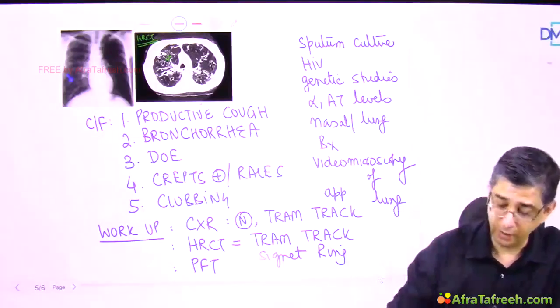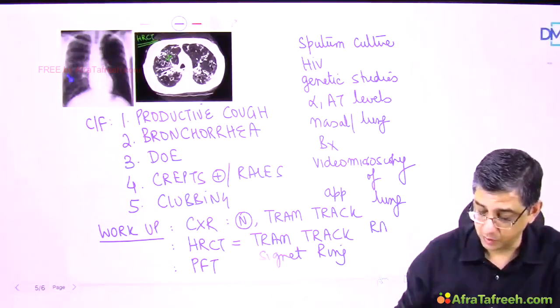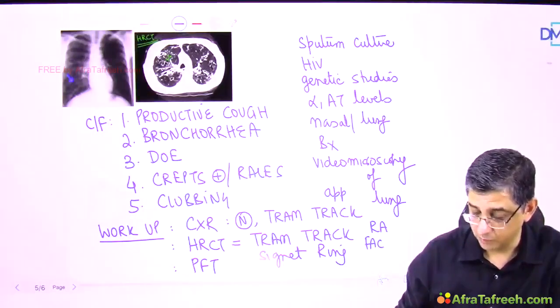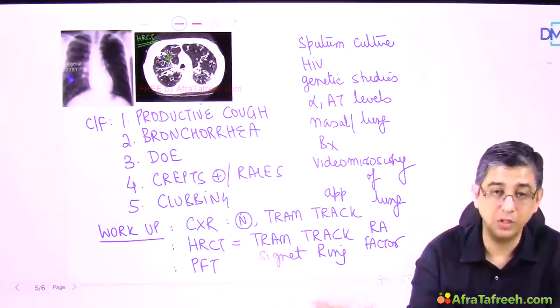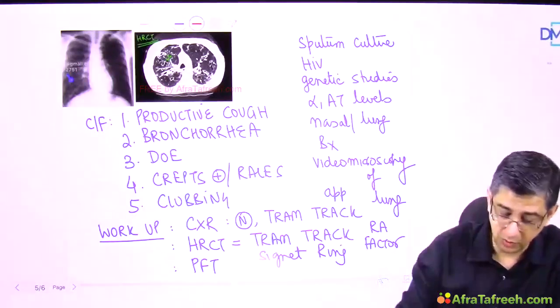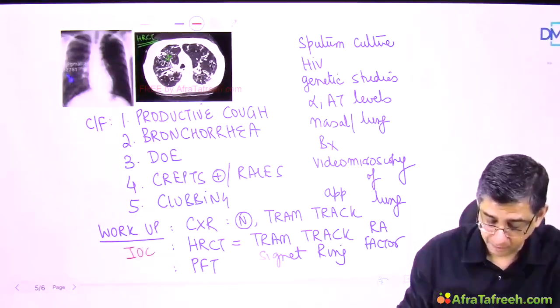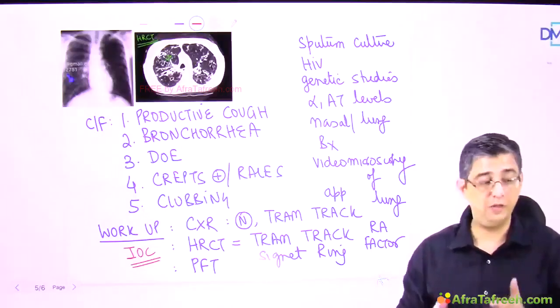Then I can write RA factor in the patient and antinuclear antibody also, because we are talking about autoimmune diseases which are present. So the search goes on for the etiology, but the diagnosis is based on HRCT of the patient. Next, we'll talk about how would we treat these patients.